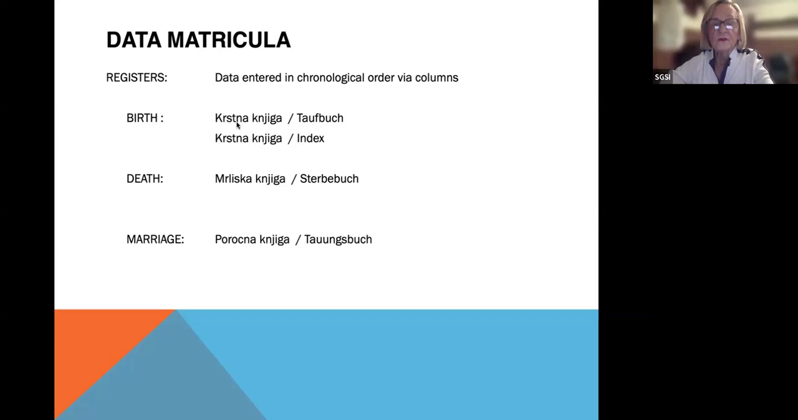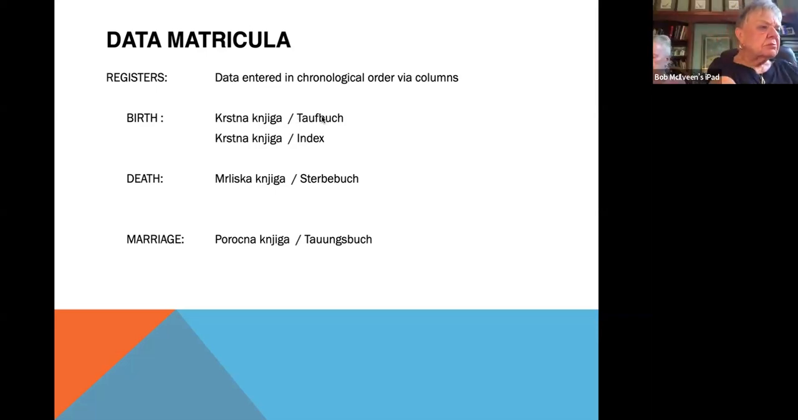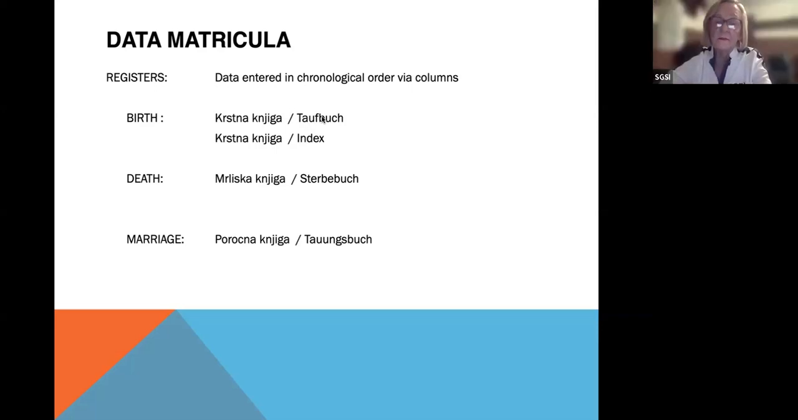Birth records are called Krstna Knjiga, and that means birth in Slovene. This means birth in German. Then they also are listed as Krstna Knjiga as an index. It's a good thing when you go into any book to look at the index. In fact, in this book here, where it just lists people's names in chronological order, they oftentimes have an index at the end of the book where the priest has put everybody's name by the year they were born, and then the page number where to go to in that book.